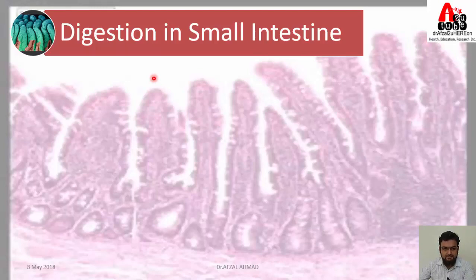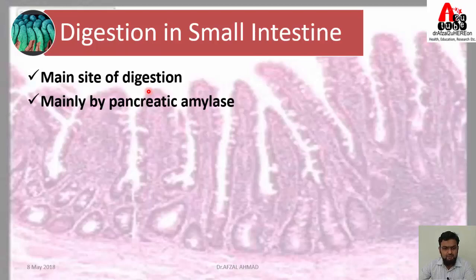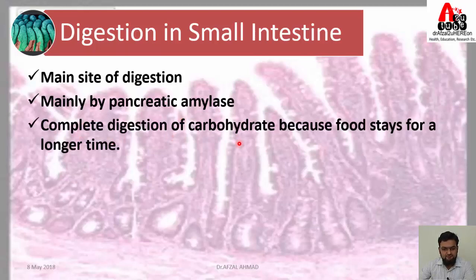Digestion of the carbohydrate mainly occurs in the small intestine. So the main site of digestion of carbohydrate is the small intestine. Why? Because most of the digestion of carbohydrate is done by the pancreatic amylase, because we take lots of polysaccharide in the carbohydrate diet, and the complete digestion of carbohydrate occurs in the small intestine. Why? Because food stays for a longer time in the small intestine. That is why it is the major site of digestion of carbohydrate.